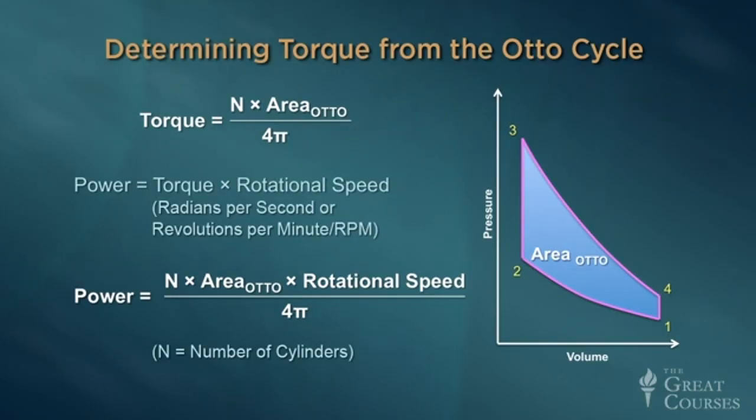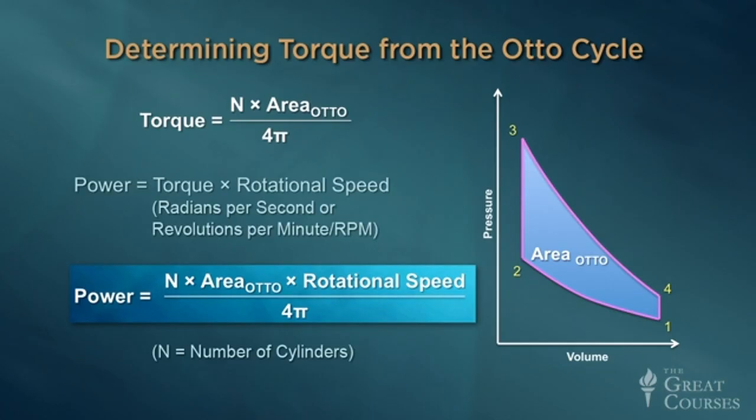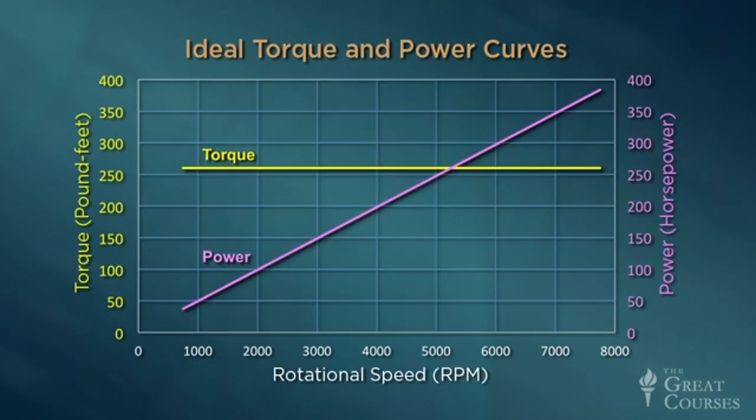Let's now focus on our mathematical equations for torque and power. Note that power is a function of the engine's rotational speed, while torque is not. Thus, if we graph torque and power versus rotational speed, the ideal theoretical result looks like this. As rotational speed increases, power increases linearly while torque remains constant. It's too bad that real engines don't conform to this theoretical ideal, because if they did, we could just increase power indefinitely by simply increasing engine speed.